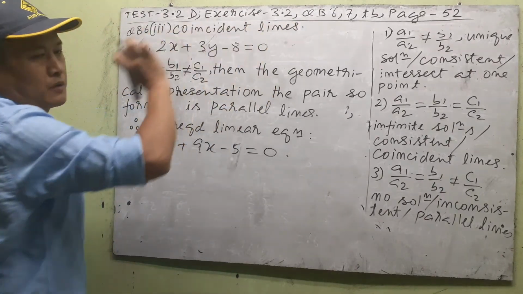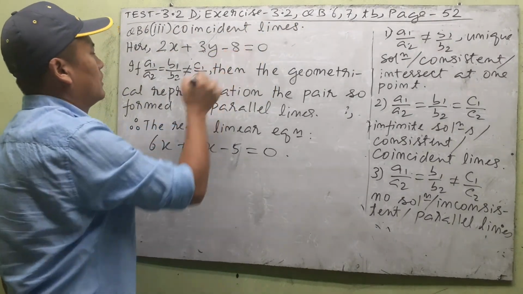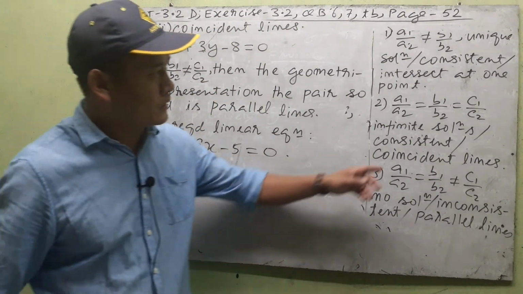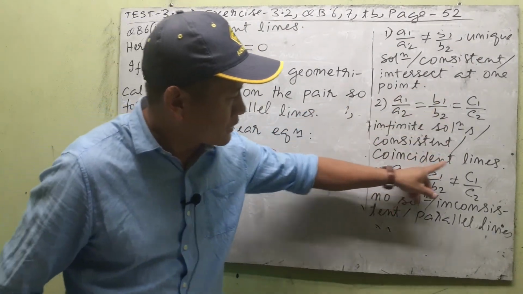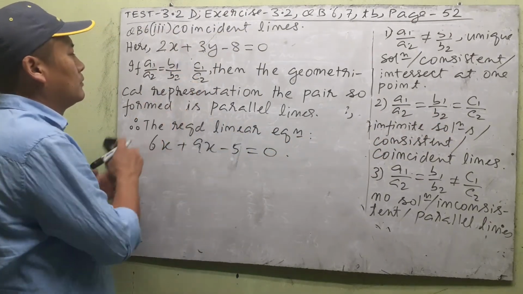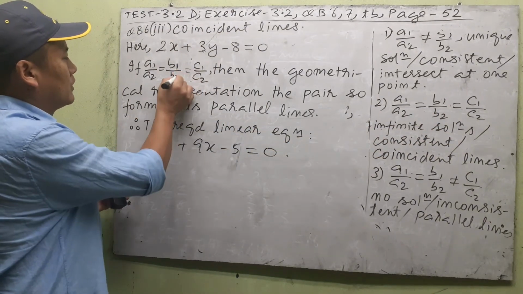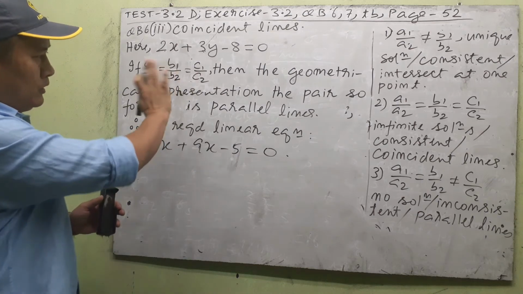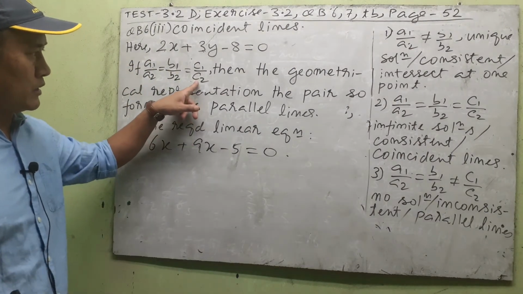Up to here is the same given equation. Then coincident line is here. See here, coincident line. So this is the condition we have to take this time. So this time everything will be equal: A1 by A2 equal to B1 by B2 equal to C1 by C2.